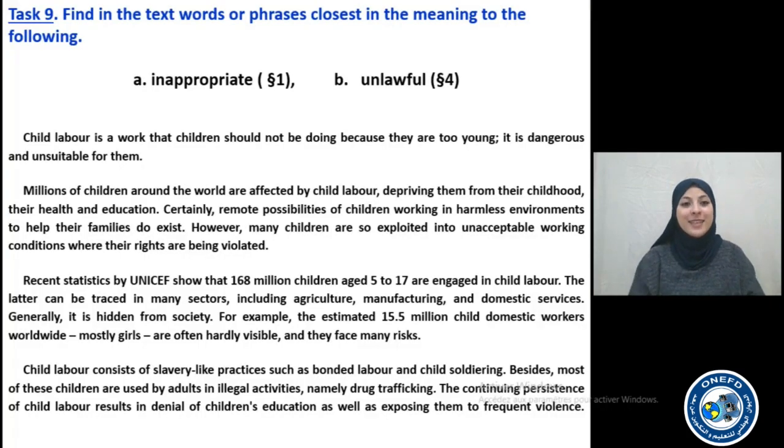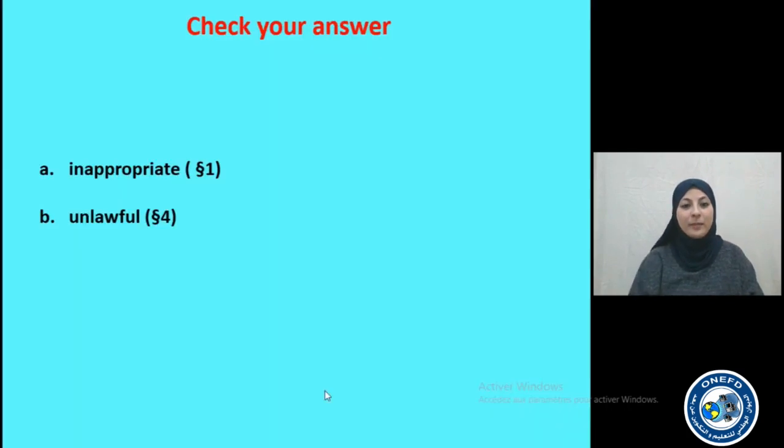Task 9. Find in the text words or phrases closest in the meaning to the following. Word 1, inappropriate. You find it in paragraph 1. Word 2, unlawful. You find it in paragraph 4. Take time as usual to think about it, and we come back to check answers together. Let's check the answer. First word, inappropriate. The synonym is unsuitable. Word 2, unlawful. Its synonym is illegal. Very nice. Now let's move to task 10.